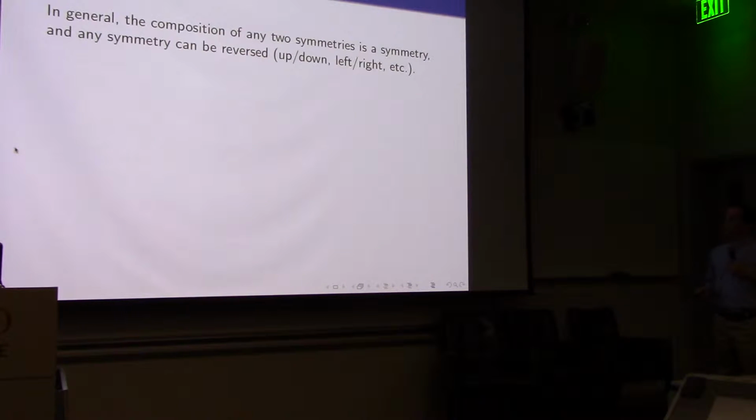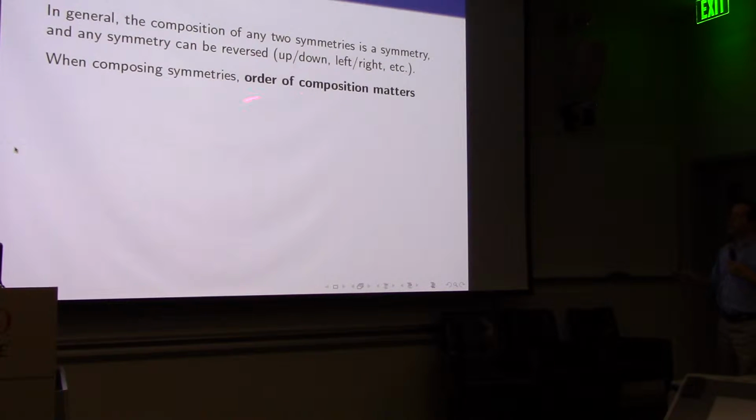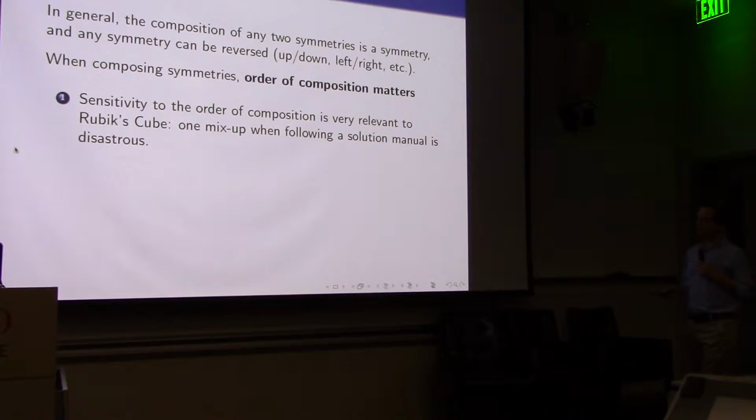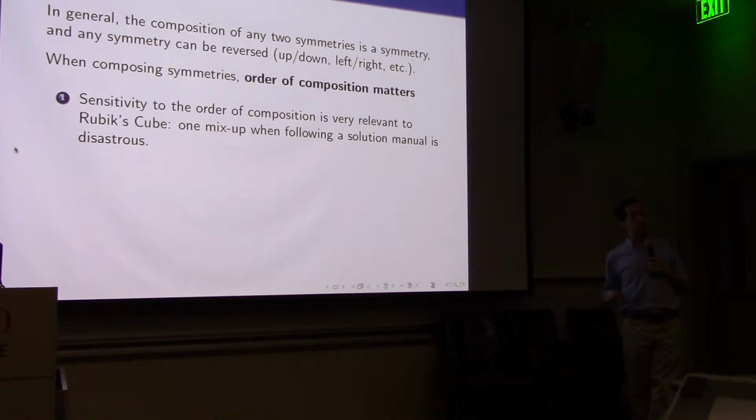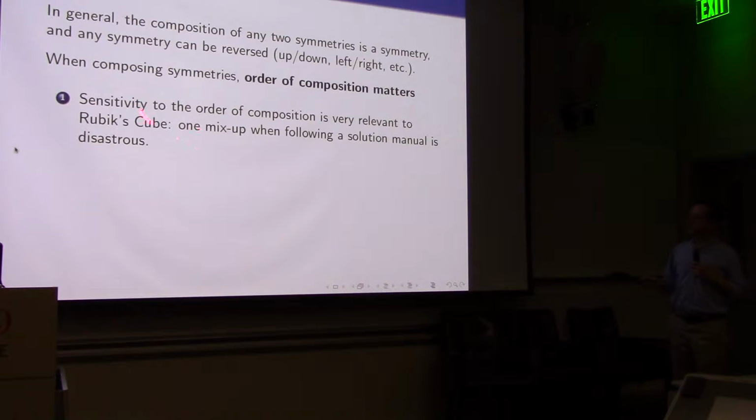And one interesting thing, aside from the fact that, of course, anything you can do, you can also undo, is the order in which you compose symmetries can make a tremendous difference. So, for example, if you think about the motions of a Rubik's Cube, twisting the different faces by 90 degrees, if you try to follow a recipe to solve Rubik's Cube, well, of course, if you do two moves in the wrong order, good luck. Okay?